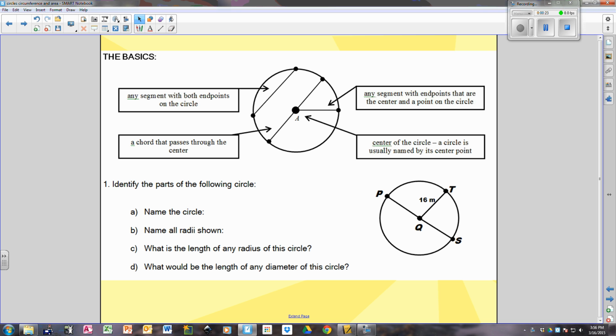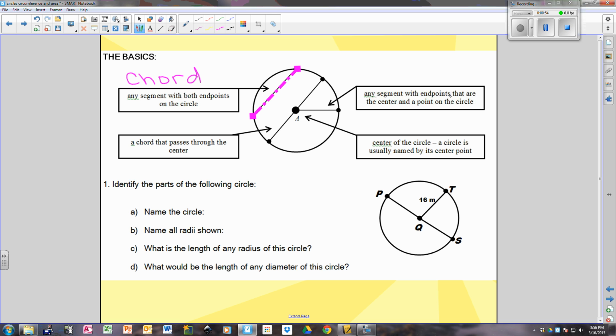So any segment with both endpoints on the circle, so you see how we have this segment here, so I'll just highlight this segment. So we have this segment here, and the endpoints are on the circle. Okay, so we have this. This is known as a chord. All right, this is a chord. C-H-O-R-D. This is a chord.